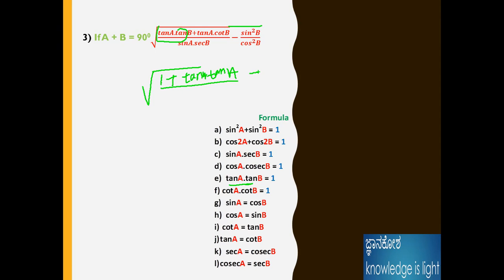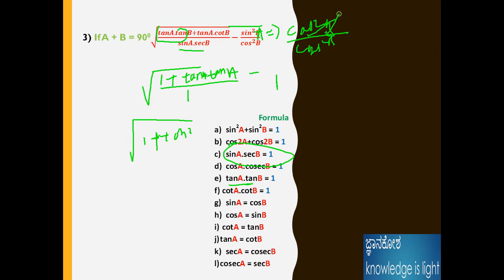Therefore sin square B cos square B is the thing. Here I could write sin square B cos square B is nothing but 1 only. And sin A secant B is also a similar thing. Here it is 1 plus tan square. Sorry friends, here sin square A I could write as cos square B. Therefore here is a typing mistake. Cos square B divided by cos square B cancels. Therefore the answer should be 1 only.